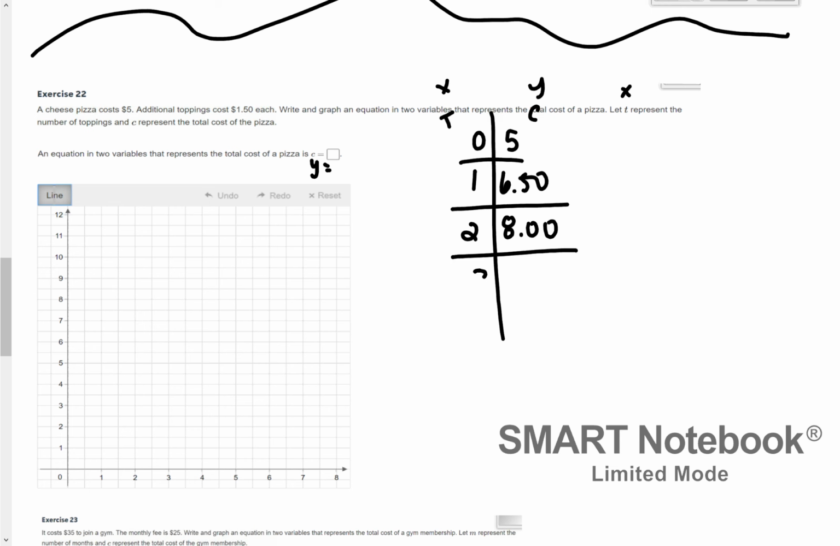Then we're going to get 3 toppings. We're going to get $5 for the pizza plus $1.50. You're going to see we're just adding $1.50 for an additional topping each time. So that would be $9.50 for toppings.